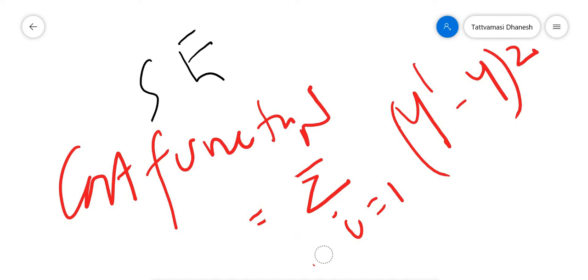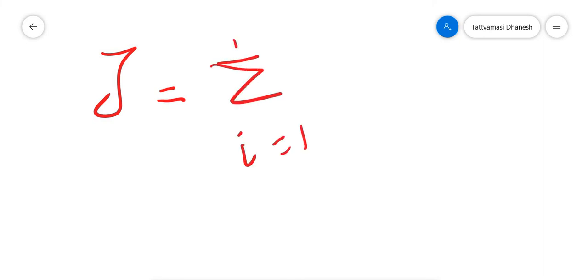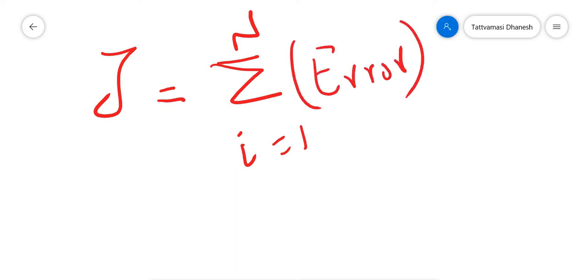So I am not using it here; you can use 1 by n as well. That's not a problem. Now, again, I can write it as y dash minus y is the error. So the cost function, denoted by the letter J, can be written as J is equal to sigma i is equal to 1 to n error square, because y dash minus y is the error and this is error square. So this is the equation. This is all about the cost function.